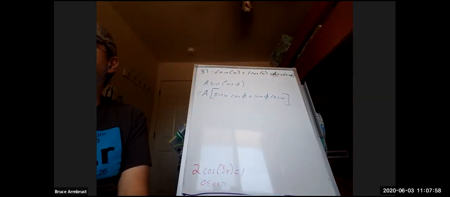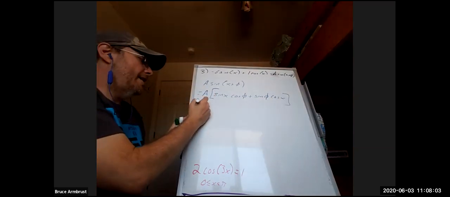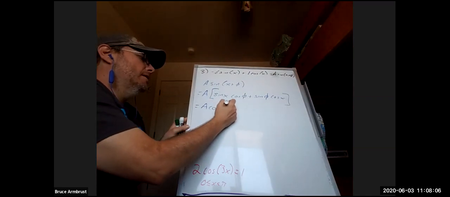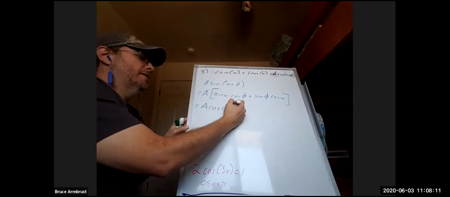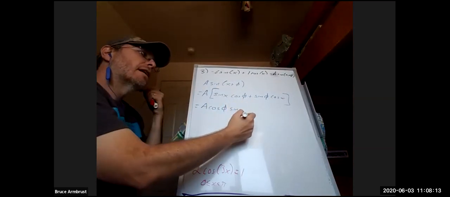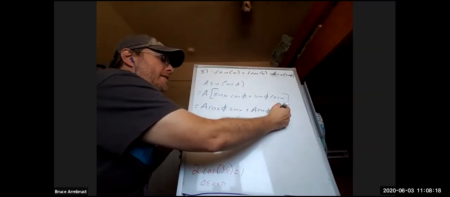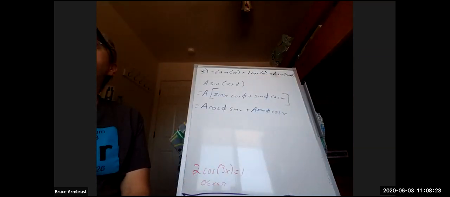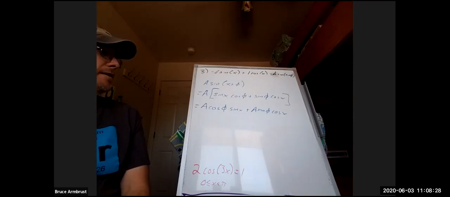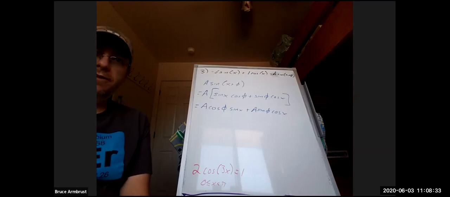So that's the sum of angles identity. I'm going to go ahead and distribute that A through and just rewrite this a little bit differently. So we're going to have A cosine of phi times the sine of x plus A sine of phi times the cosine of x. So that's what it looks like on the right-hand side if we use that sum of angles identity. All right, so far so good?